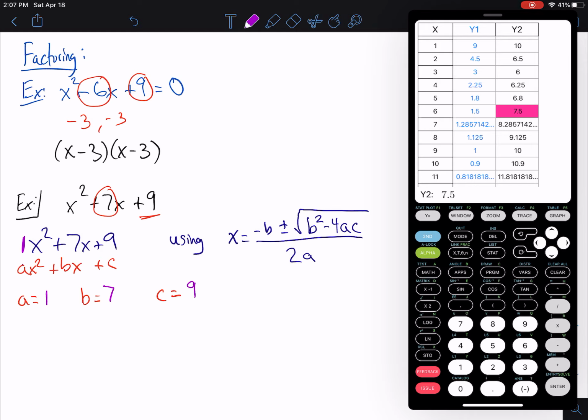You'll notice for a, b, and c, I did not attach any x's. I didn't attach any letters. A, b, and c are just numbers. And now I'm going to go ahead and take those three numbers and plug them into my formula.